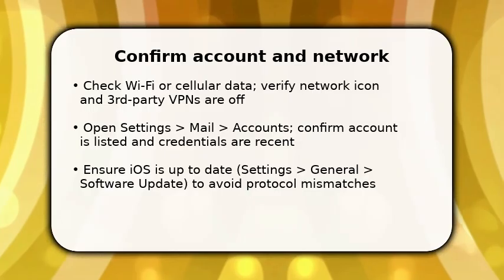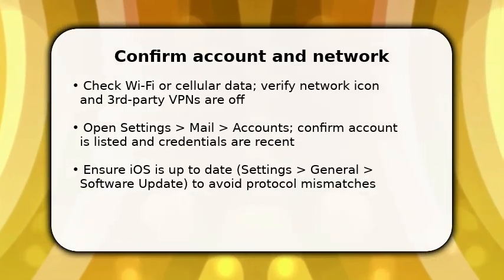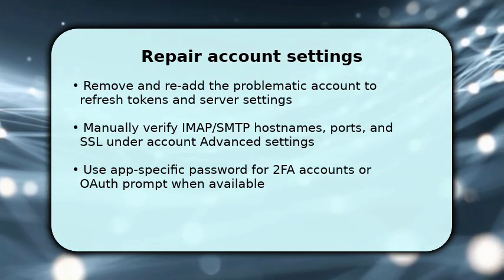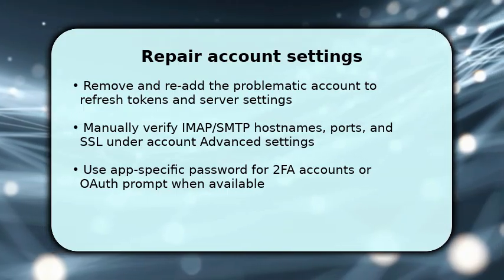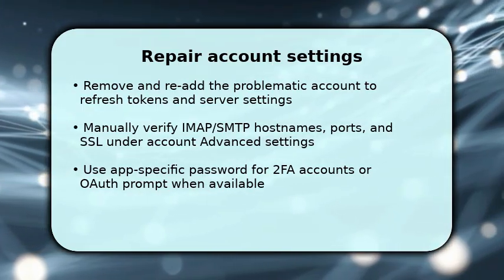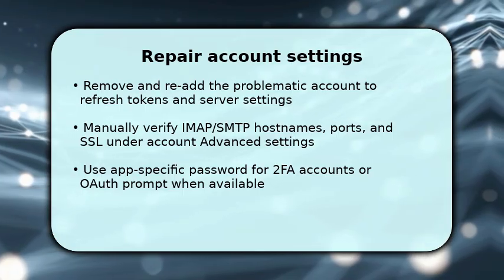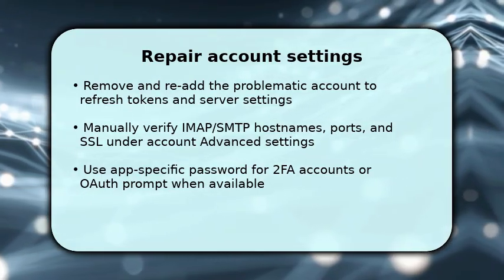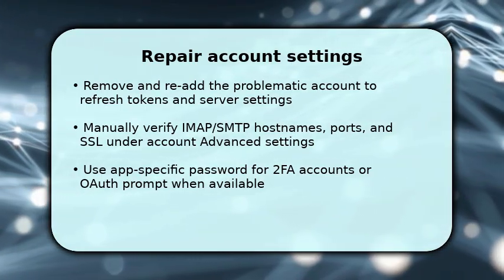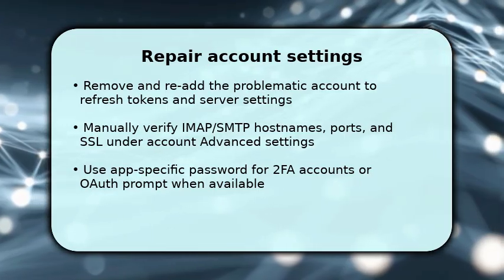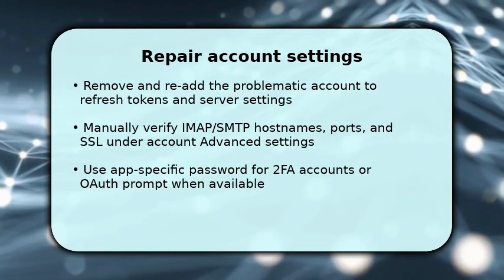Now repair the account itself. Remove the account from Settings Mail Accounts, then restart the device. This clears cached tokens. When you re-add it, choose the correct provider or manual setup. Manually verify IMAP and SMTP host names, ports, and SSL/TLS requirements in advanced settings because automatic detection can be wrong.